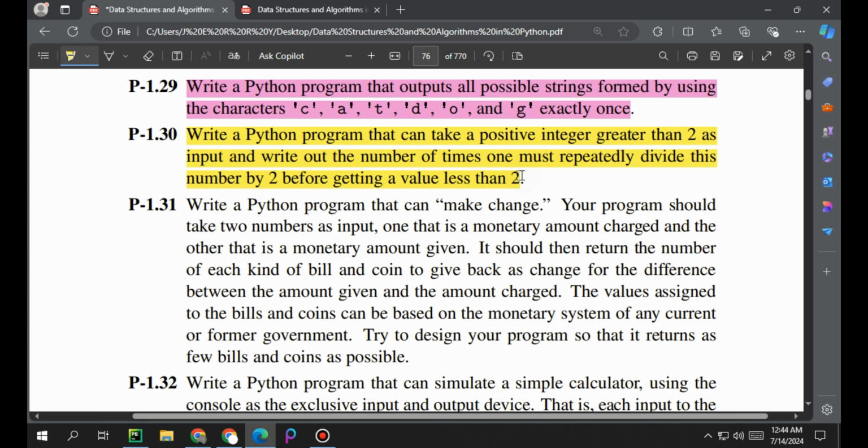a positive integer greater than 2 as input and write out the number of times one must repeatedly divide this number by 2 before getting a value less than 2. So first of all we need to understand this problem, right? So if you don't understand, please read this twice.